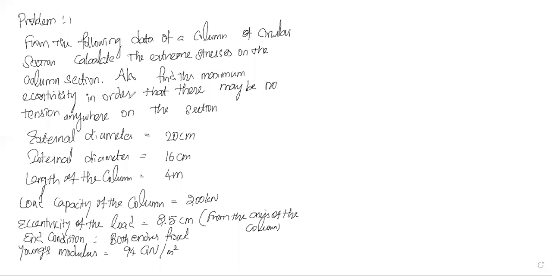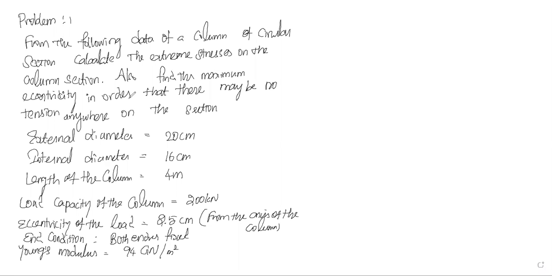So this is the problem related to eccentricity of a column. So here they have given the data. From the following data of a column of circular section, calculate the extreme stresses on the column section. Also find the maximum eccentricity in order that there may be no tension anywhere on the section.